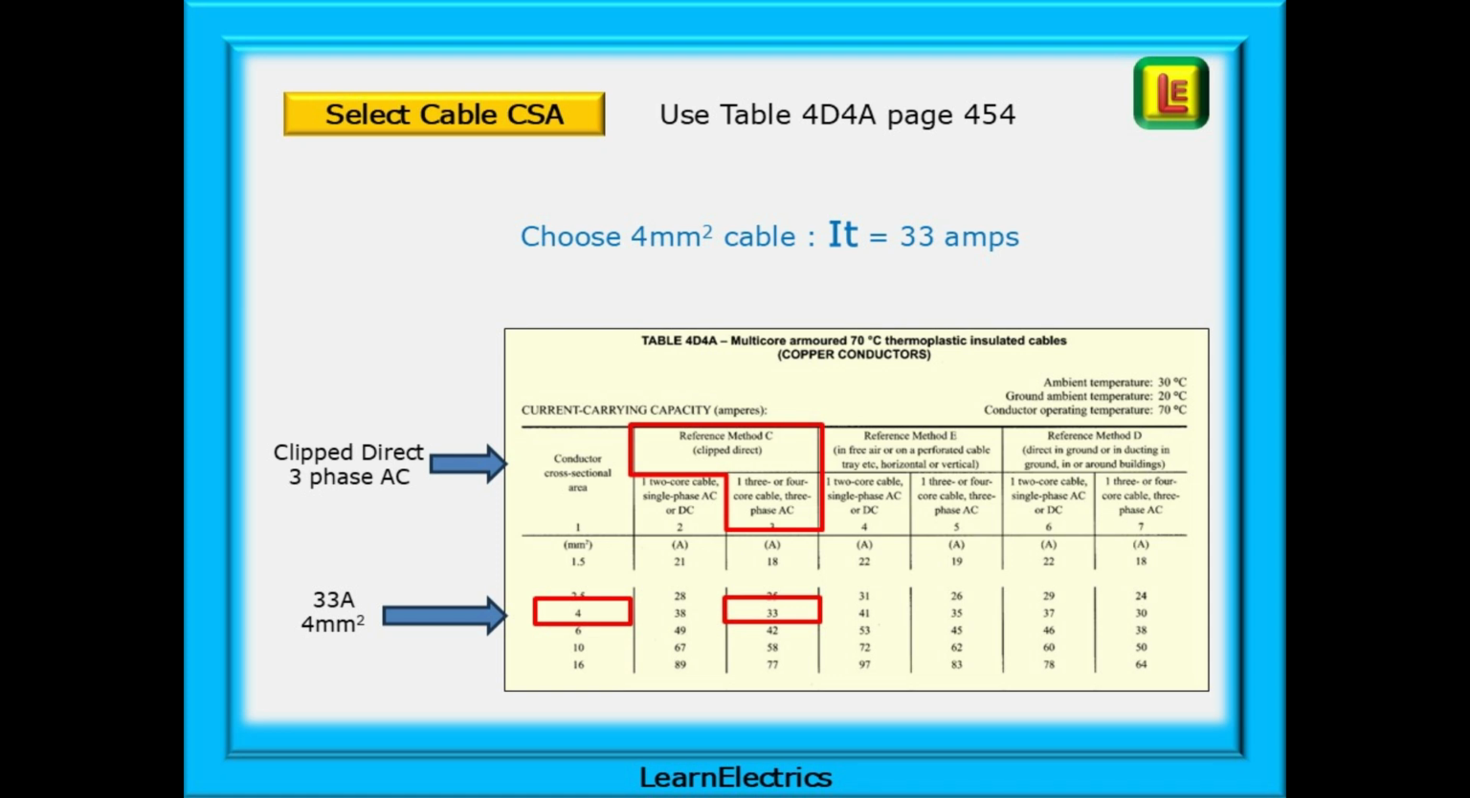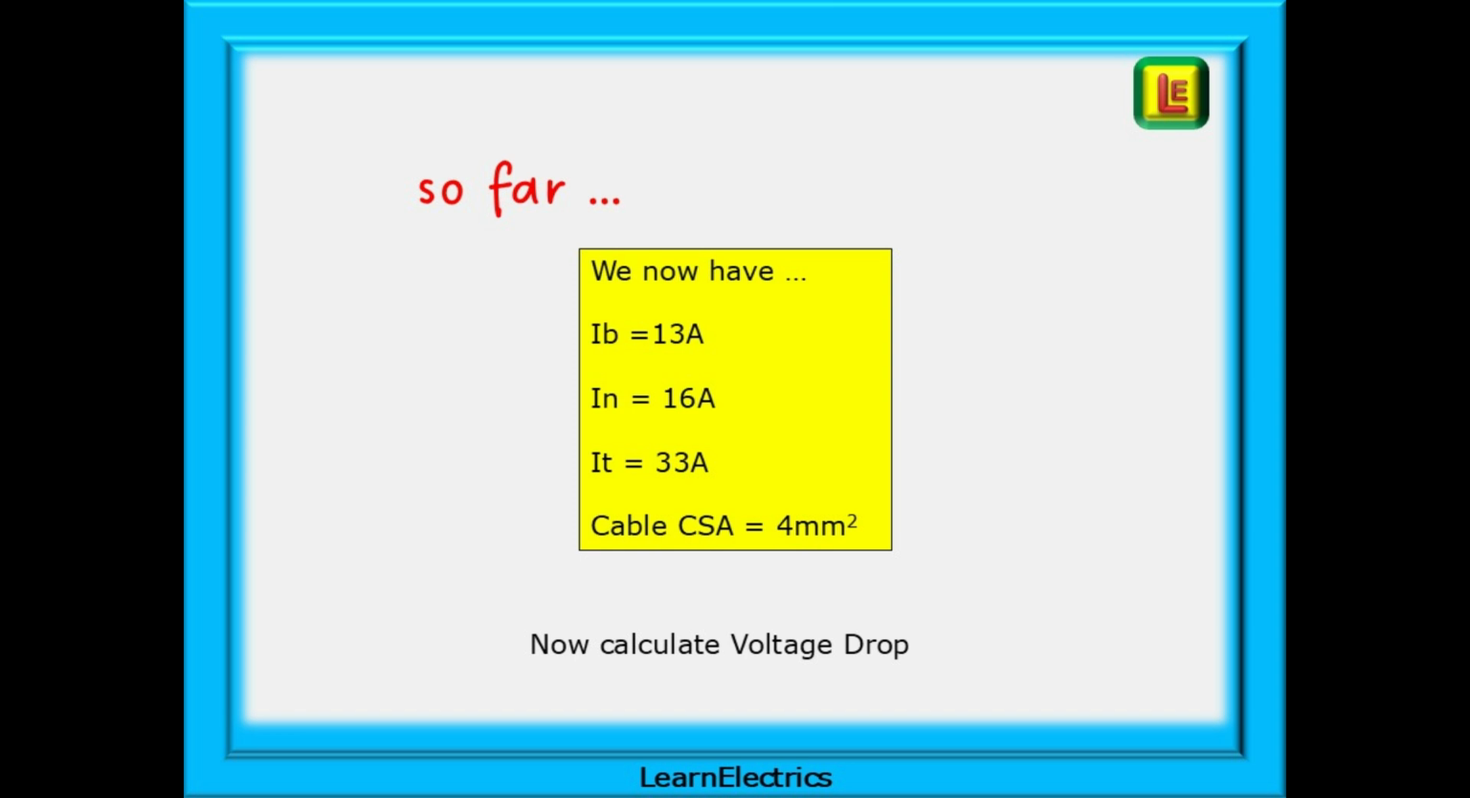We need a cable that will take at least 29.19 amps, reference method C or clipped direct, and 3-phase AC. This is 33 amps and a conductor size of 4 square millimeters, so IT is 33 amps. What have we got so far? We now have IB equal to 13 amps, IN is 16 amps and IT is 33 amps for a cable CSA of 4 square millimeters.